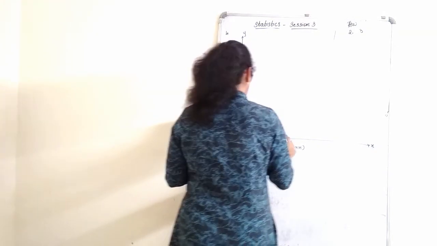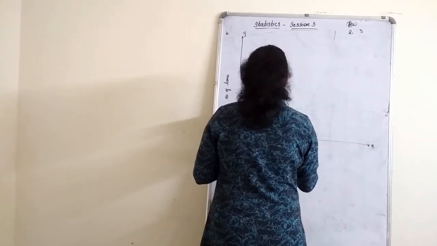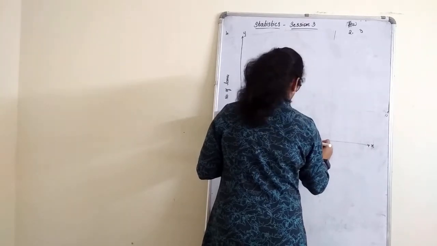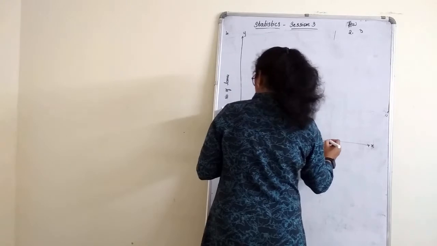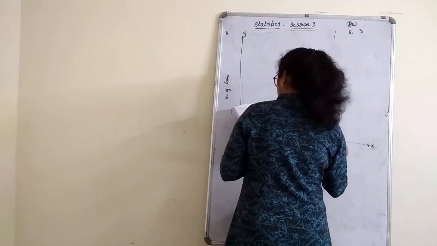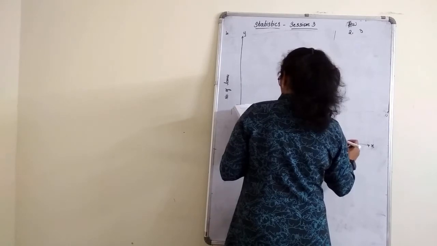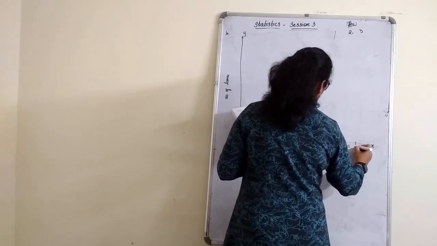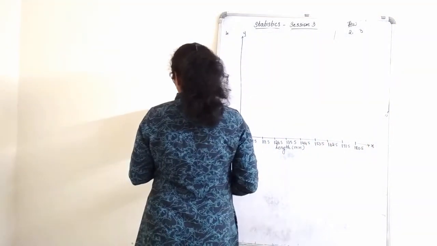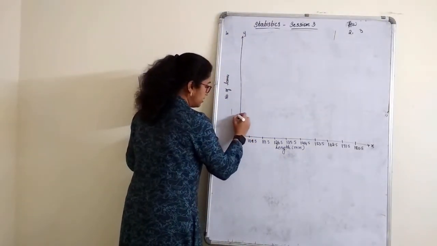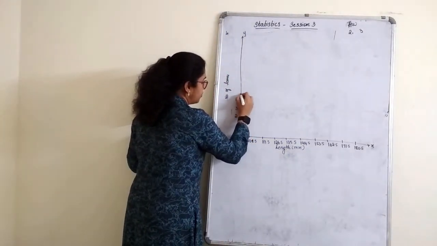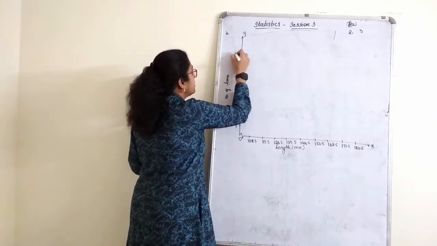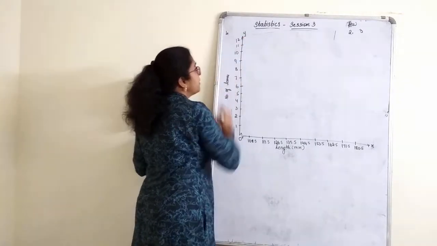118.5 to 126.5 to 135.5 to 144.5 to 153.5 to 162.5 to 171.5 to 180.5. Frequencies, I think you can take 1, 2, 3, 4, 5, 6, 7, 8, 9, 10, 11, 12.